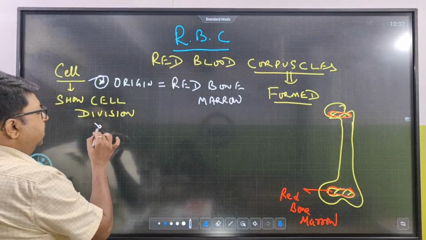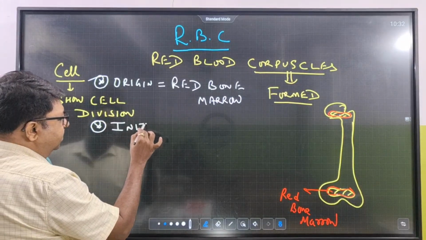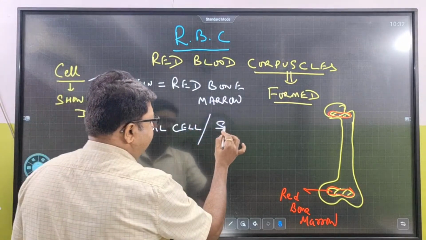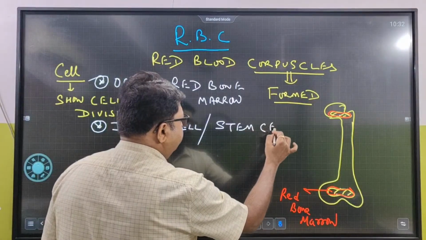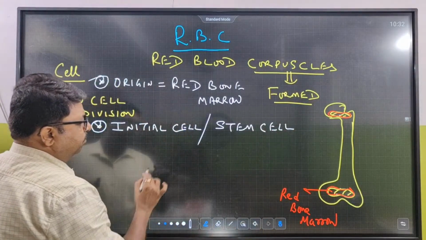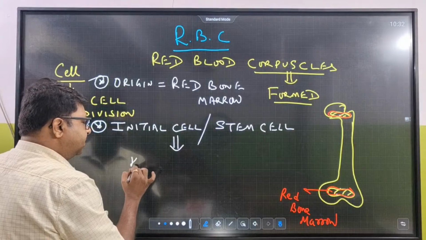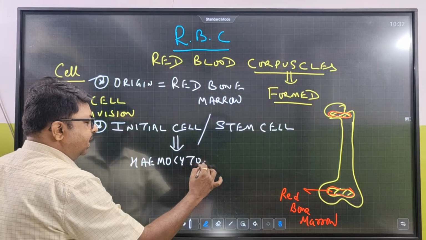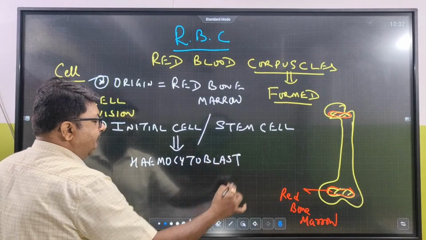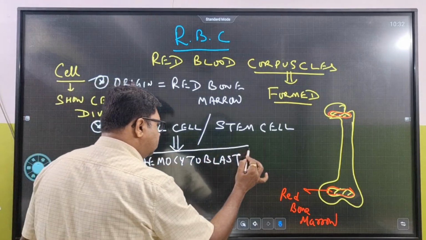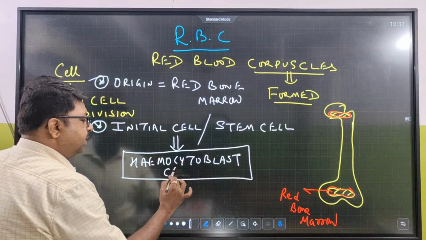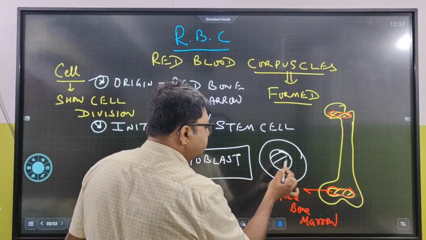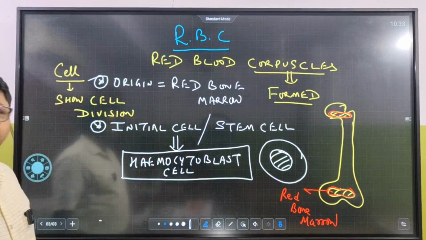Next point. What is their initial cell? The initial cell is also called the stem cell, and the stem cell is the hemocytoblast cell. Hemocytoblast cells have a well-defined nucleus.